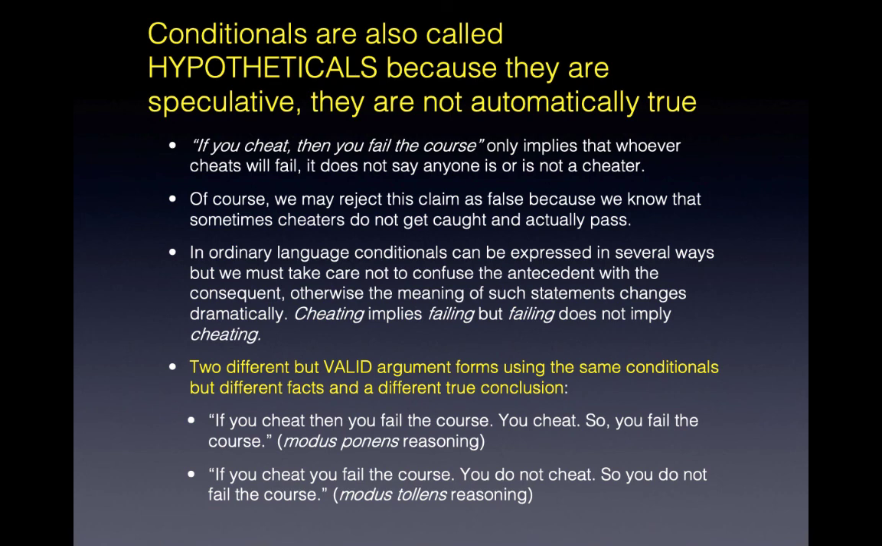So to be clear, when you want to reason deductively using a conditional and produce a valid argument, you're allowed to affirm the antecedent, and you're allowed to deny the consequent. But you're not allowed, you get an invalid argument when you affirm the consequent or deny the antecedent. I'll show you examples of this later.